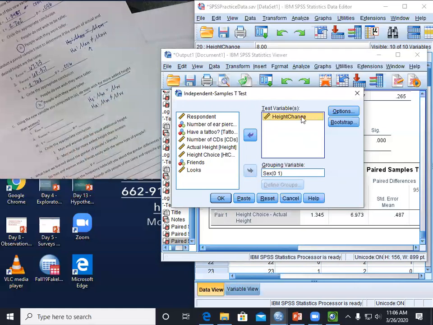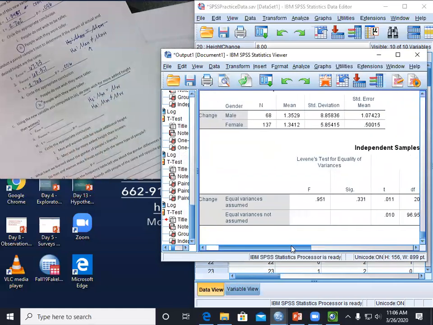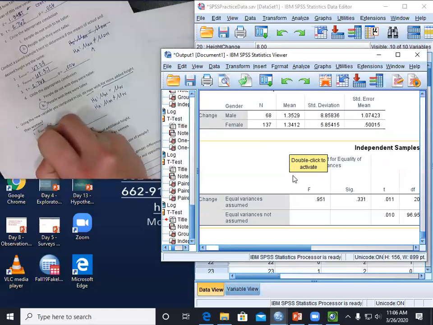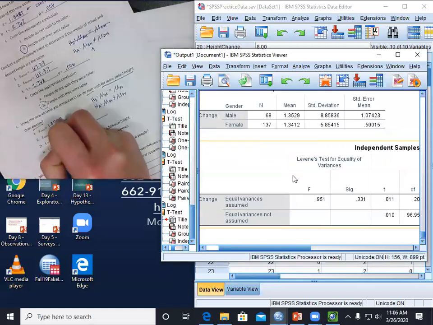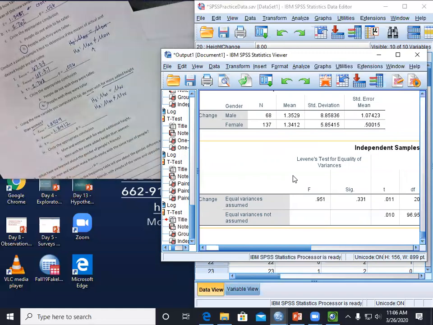That one group answered this question in a different way than the other group. All right, so we have height change. We're grouping based on gender, 0 and 1. We can leave that in there. We press OK. All right, so we scroll, look up at our means first. The men on average want to be 1.3529 inches taller, and the women on average want to be 1.3412 inches taller.